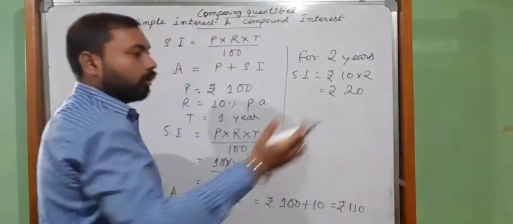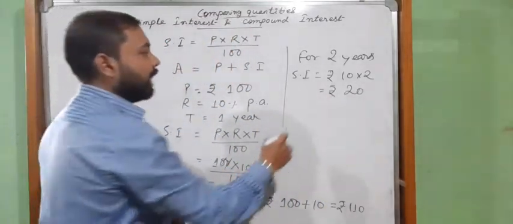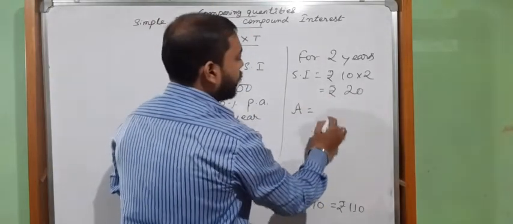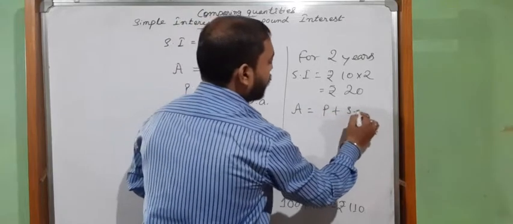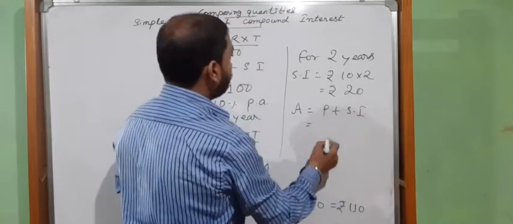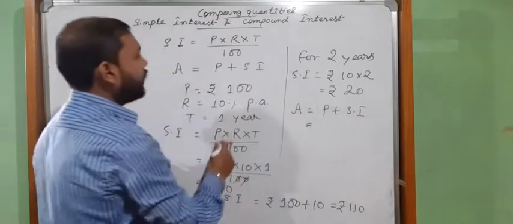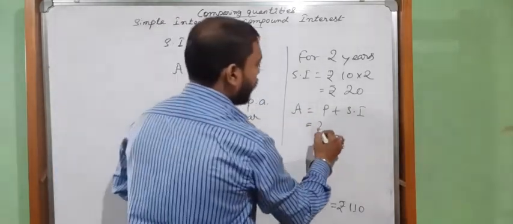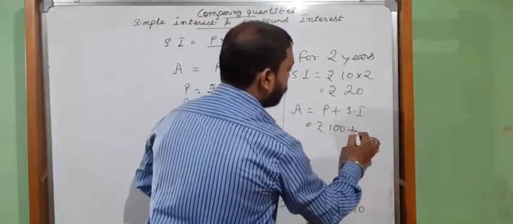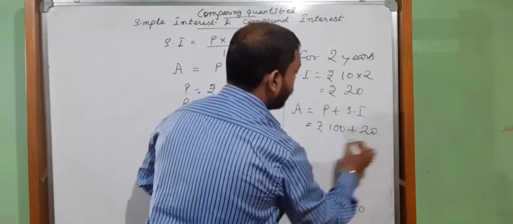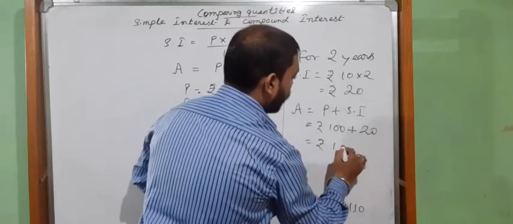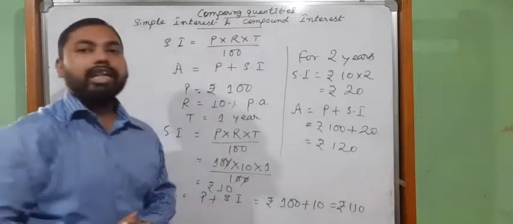So what will be my amount? Amount is equal to principal plus SI. The principal money will be the same, that is 100. So rupees 100 plus SI rupees 20, so you have to return 120 rupees.